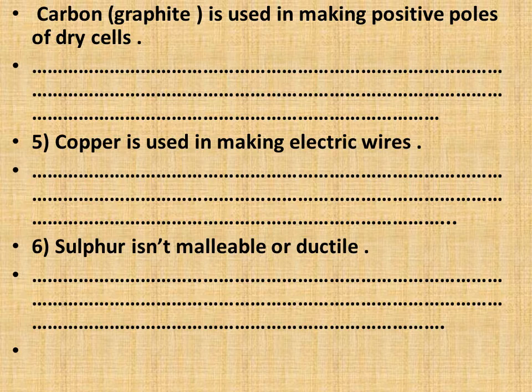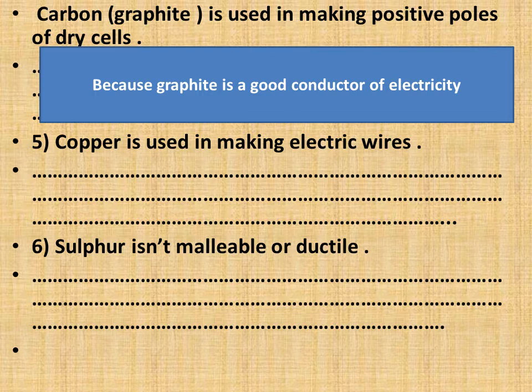Carbon graphite is used in making positive pole of dry cells. Is carbon metal or non-metal? Non-metal. All non-metals are bad conductors of electricity except carbon. Carbon is a good conductor of electricity, so we use carbon in making positive poles of dry cells, because graphite or carbon is a good conductor of electricity.